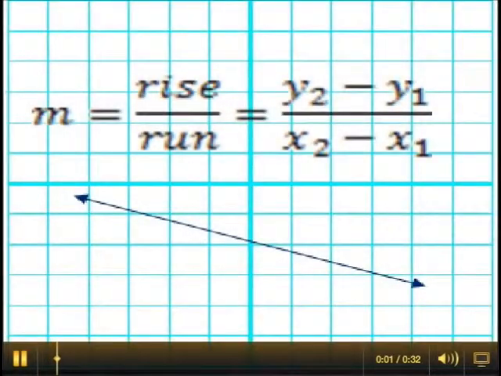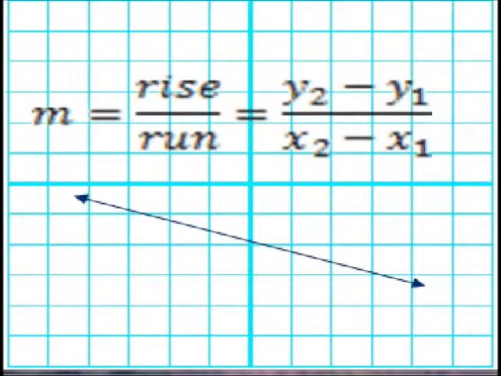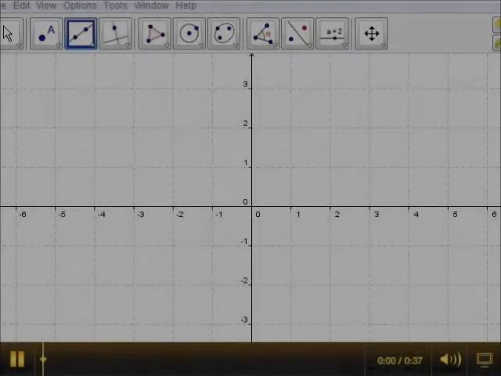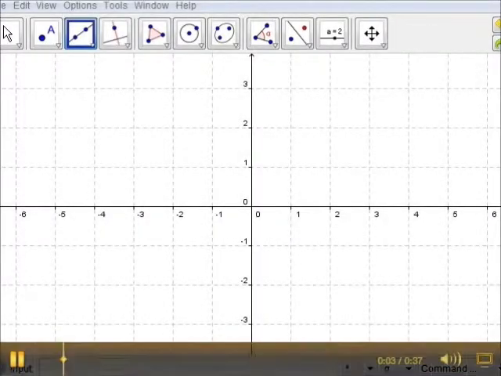Let's review slope. The slope of a line is represented by the variable m. We say that m equals rise over run. Slope is calculated by finding the difference of the y-coordinates of 2 points on the line and dividing the result by the difference of the x-coordinates of the same 2 points. In other words, m equals y sub 2 minus y sub 1 divided by x sub 2 minus x sub 1. Remember that the slope is a measure of the steepness of the line.